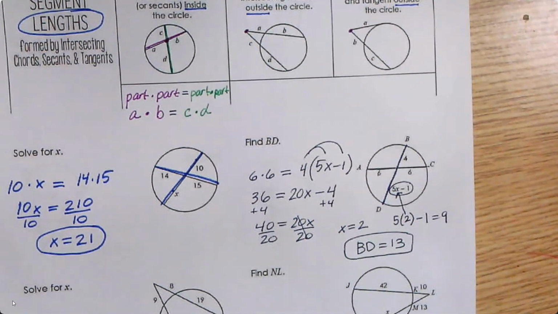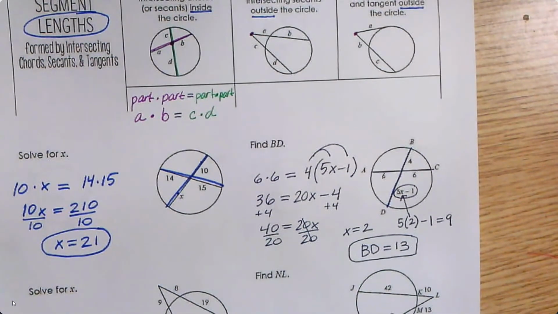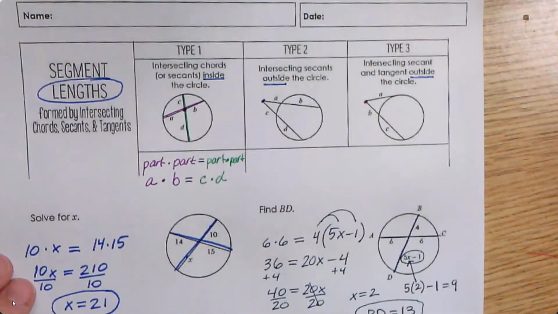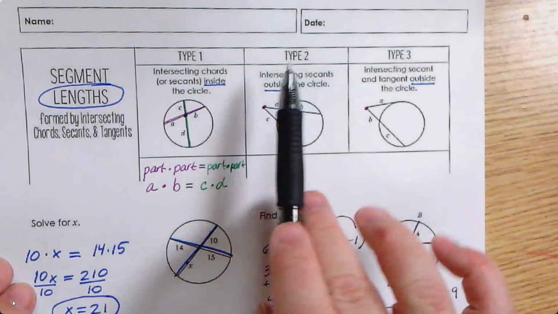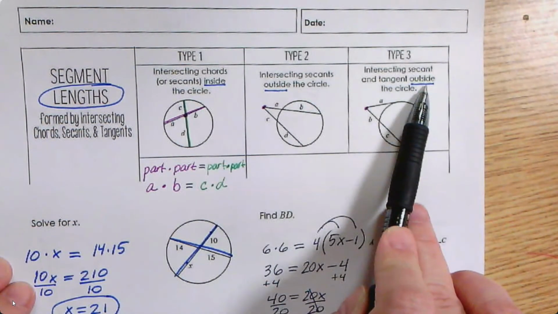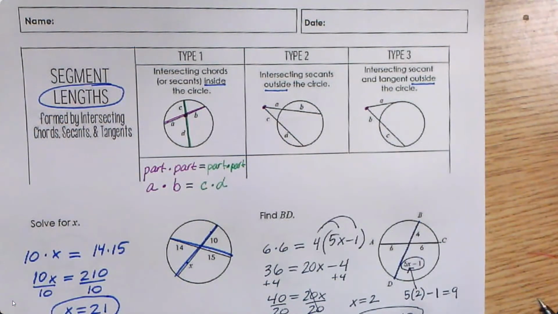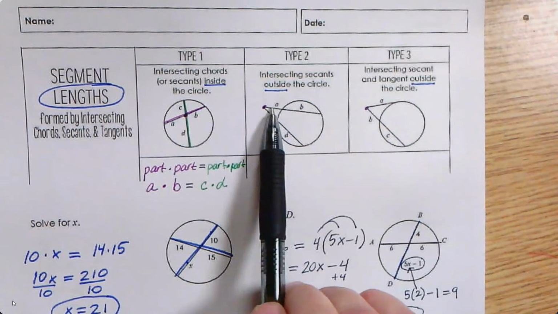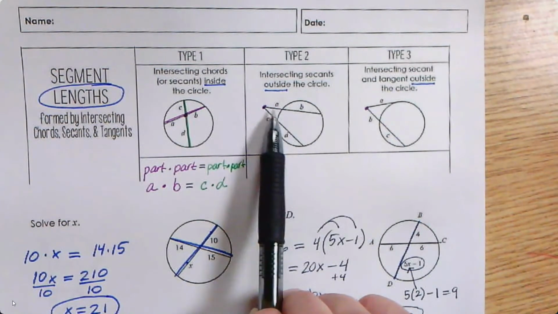So those are segments that meet inside the circle. In other words, they're both chords. Now, the other ones we're talking about up here, that they're calling type 2 and type 3, both of these we have segments meeting outside the circle. If you have segments meeting outside the circle, the way I like to think of it is part of the segment is sometimes outside, and then part is inside.